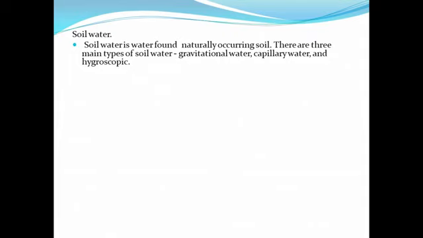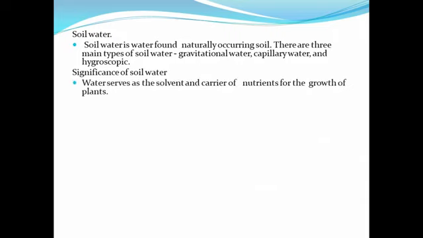Gravitational water cannot be used by plants. Capillary water is the water that can be used by plants and be absorbed by plant roots. Hygroscopic moisture cannot be used by plants because it is tightly held by soil particles and is only found in dry soils. Let's take a look at the significance, or the importance, of soil water.